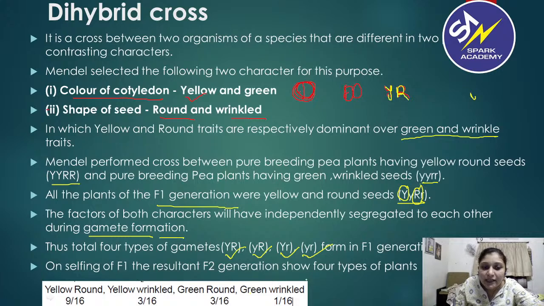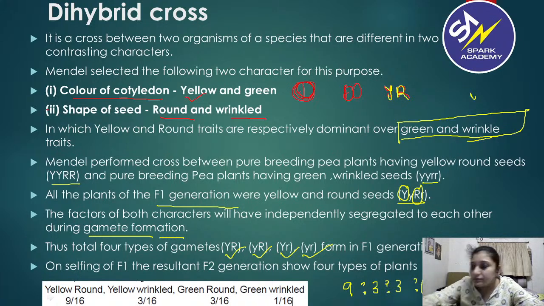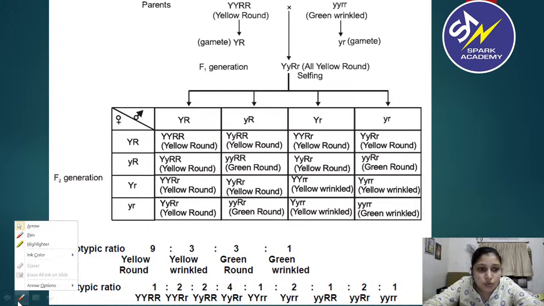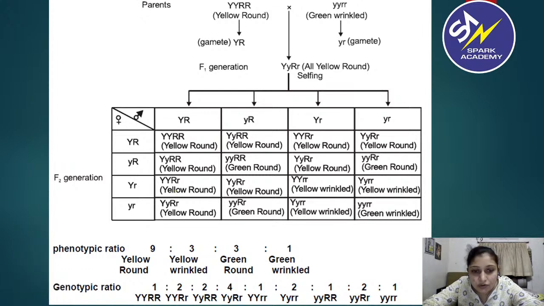In this ratio, 9:3:3:1. The ratio is 9:3:3:1. So 1 is showing the completely recessive trait. Okay, this is the dihybrid cross. We are selecting two characters, that's why it is known as a dihybrid cross. Phenotypically, that 9:3:3:1 is the ratio we are getting for phenotypes, not for genotypes. Genotypically, it is like this.